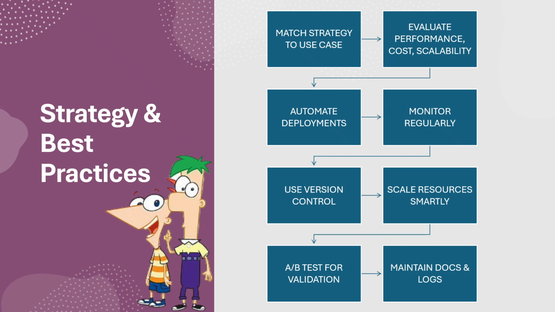Now, here are some best practices that I swear by. First up, like I always start with, automate deployments. Manual steps are error prone and slow. Use CI/CD pipelines to push models safely and consistently. Then monitoring regularly is important. Track prediction latency, error rates, and data drift. If something goes wrong, you want to catch it early, not after users do.